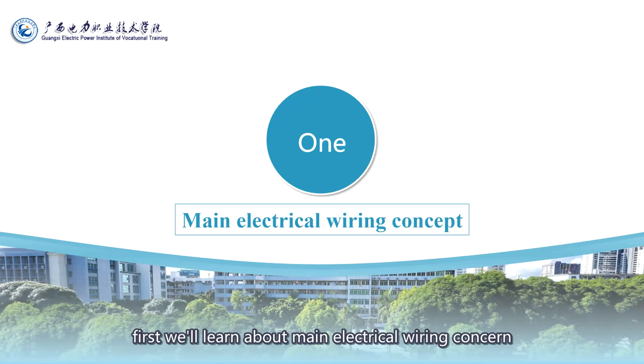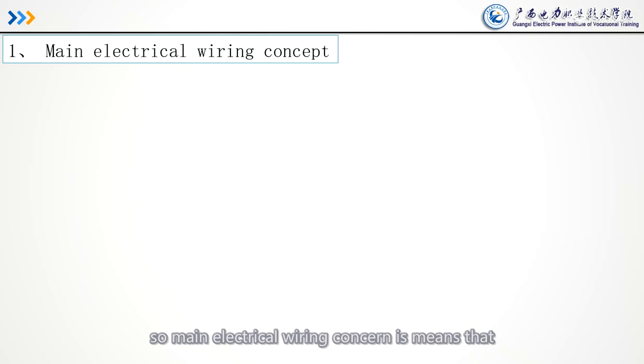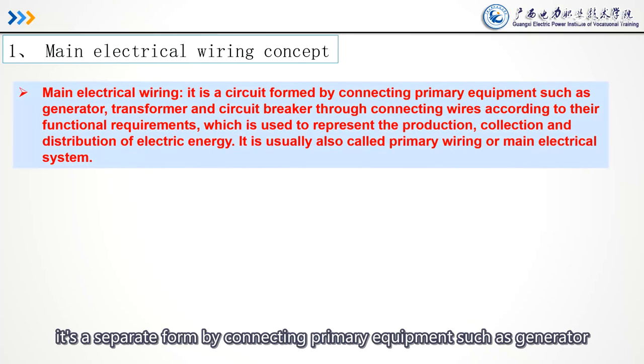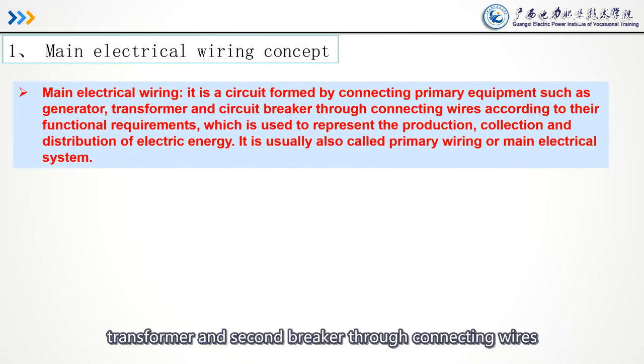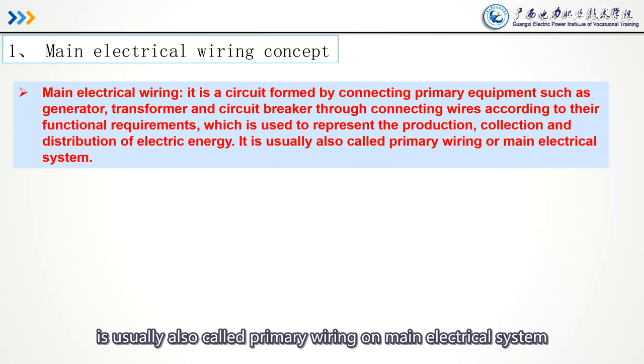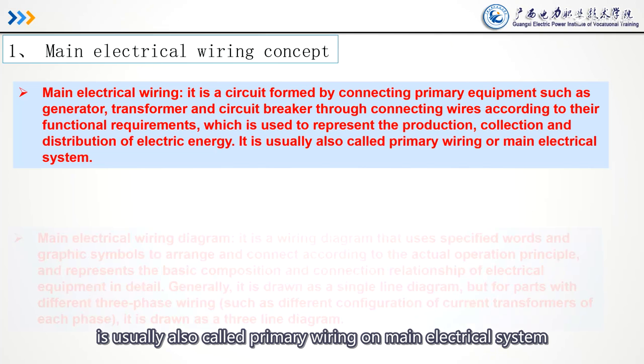First, we'll learn about the main electrical wiring concept. Main electrical wiring means a circuit formed by connecting primary equipment such as generators, transformers, and circuit breakers through connecting wires according to their functional requirements, which is used to present the production, collection, and distribution of electric energy. It's usually also called primary wiring or main electrical system.